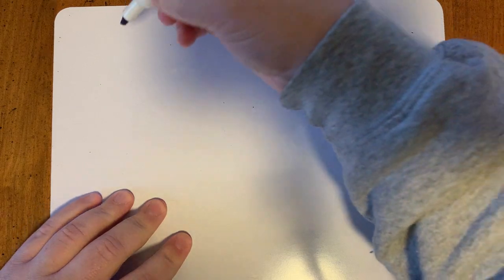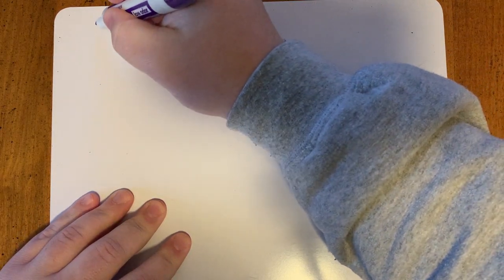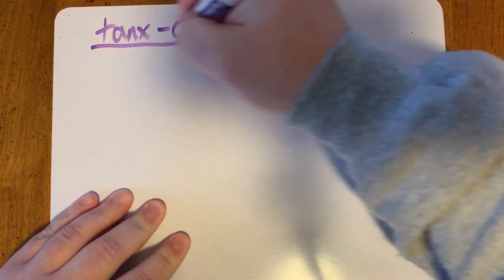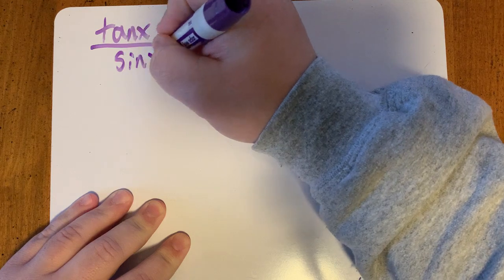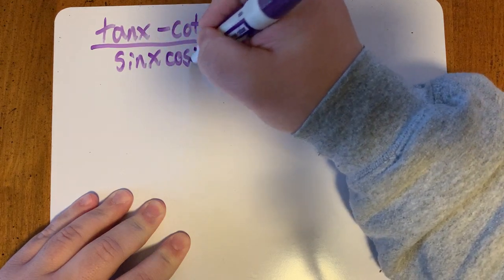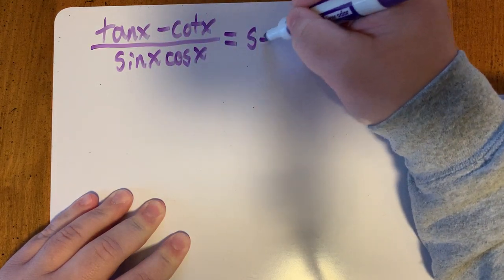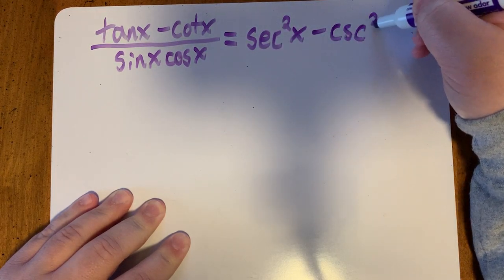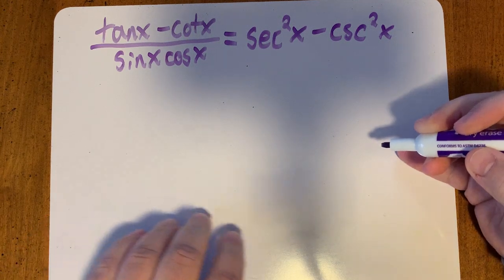So that's our first strategy. Our second strategy is rewriting a fraction as a sum and difference of two fractions. So let's say we had tangent of x minus cotangent of x divided by sine of x cosine of x equals secant squared of x minus cosecant squared of x.